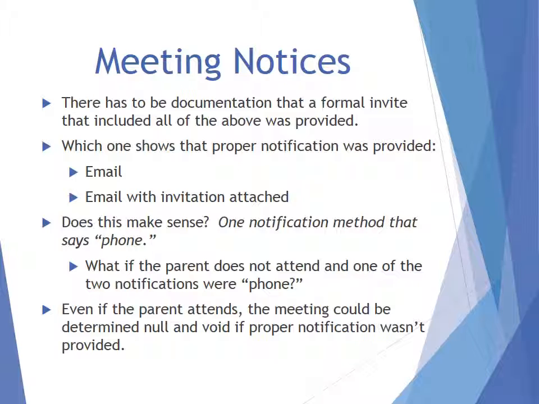Does this make sense? One notification method that says phone. What if the parent doesn't attend and one of the two notifications were phone? There are no details here, no specifics to know if the contact even included the actual discussion with the parent and wasn't just a voicemail. Even if the parent attends, the meeting could be determined null and void if proper notification wasn't provided.